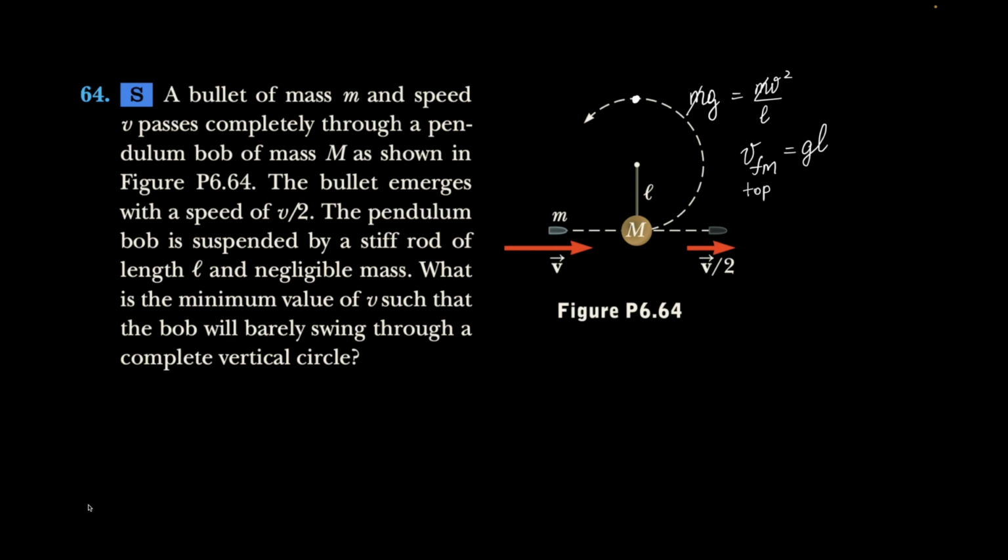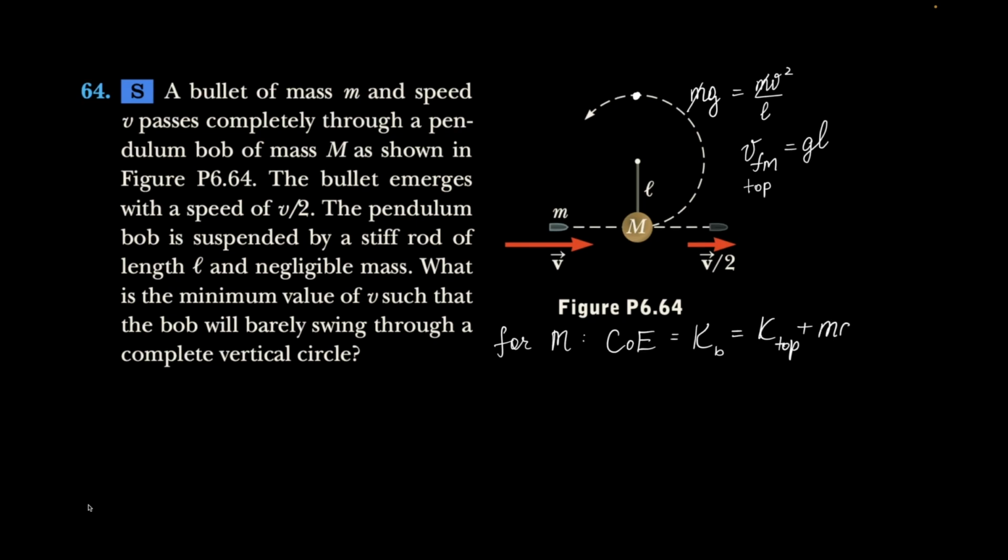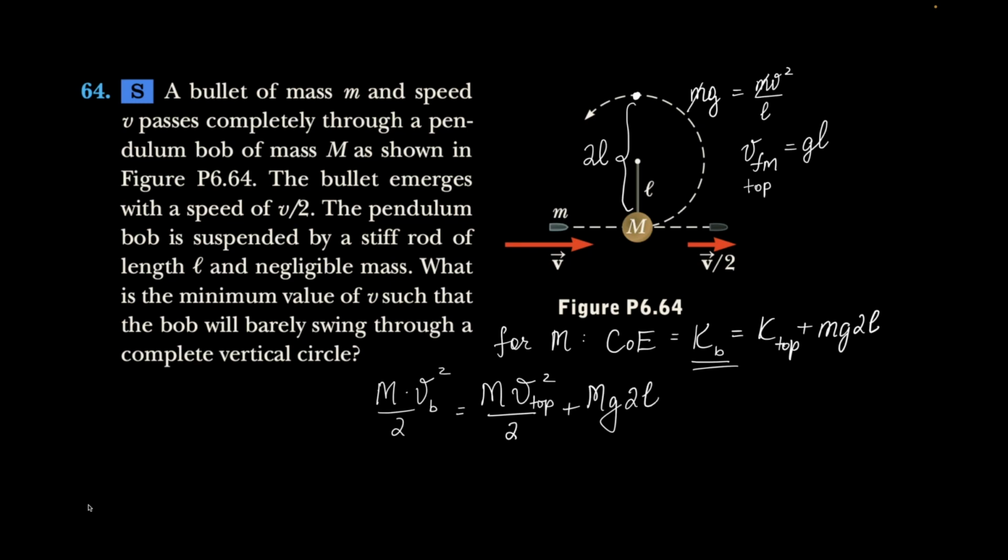At the bottom, now we're talking about conservation of energy. So for the big mass M, conservation of energy tells us that kinetic energy at the bottom should be equal to kinetic energy at top plus mg2l, because that is the double radius. This height right here at the top is 2L. What is K at the bottom? It's the big M times V at the bottom squared over 2 should be equal to big M V at the top squared over 2 plus big M G 2L. All right, that's the conservation of mechanical energy for the pendulum.